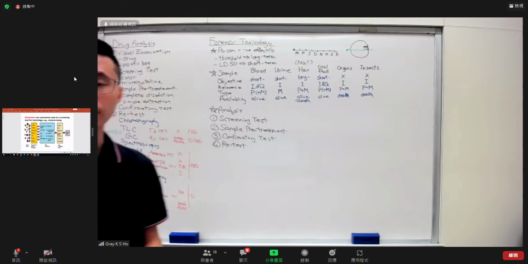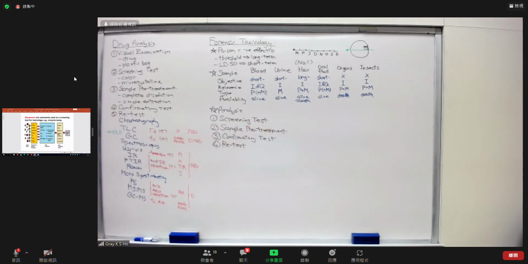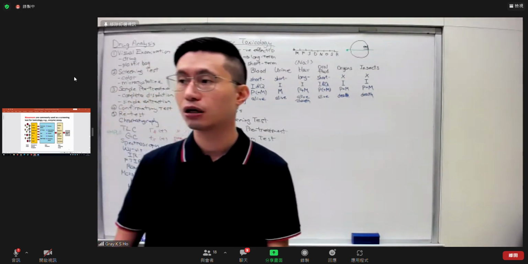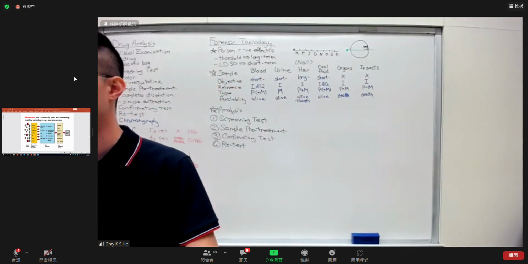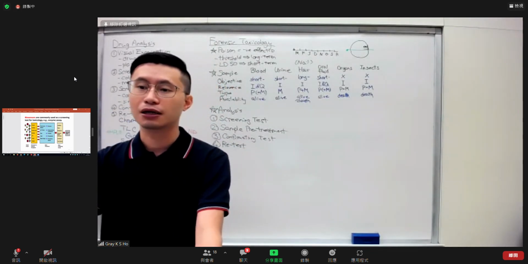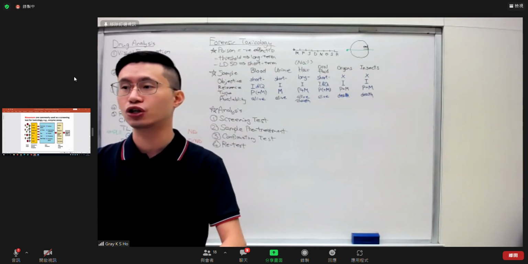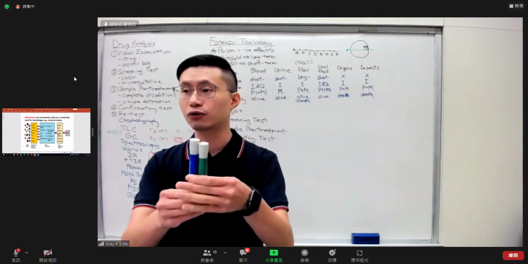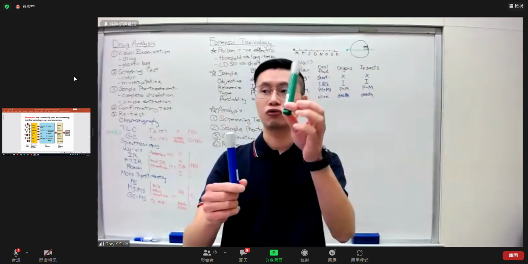To start with, let us first talk about the screening test by the use of the biosensor. For the biosensor, the most important component is the bioreceptor. The bioreceptor is quite selective and quite specific toward a certain kind of poison. Imagine that now we have two pens in my hand: the blue one and the green one.